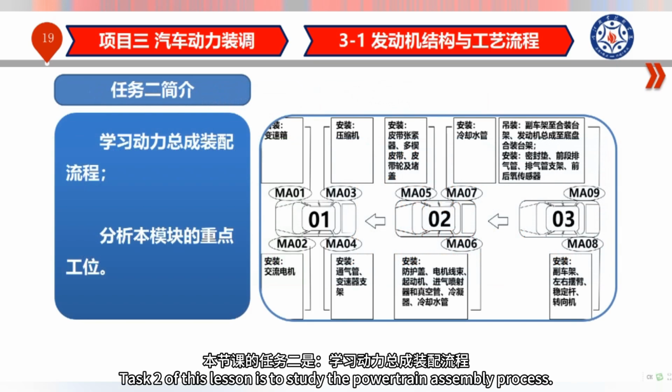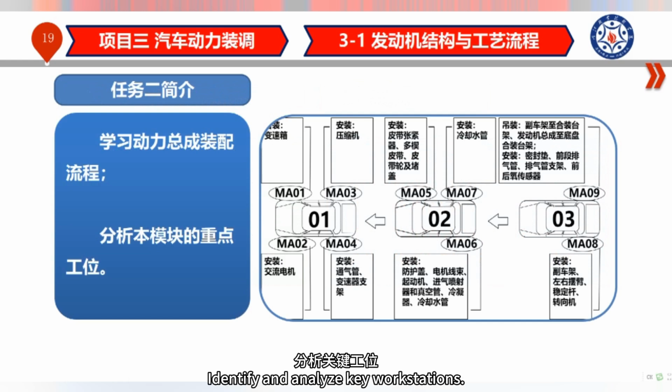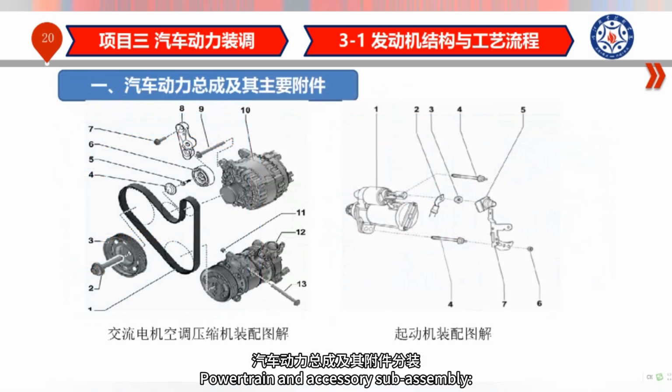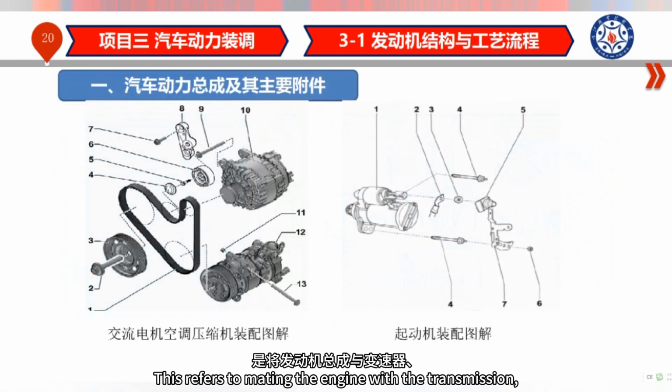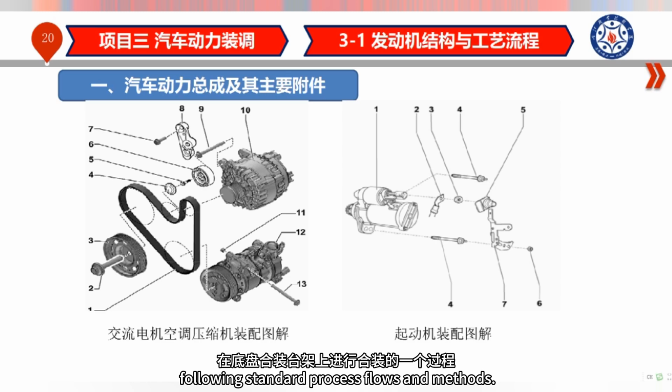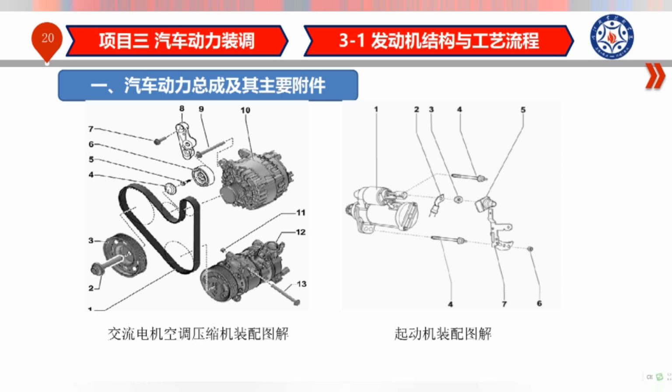Task 2 of this lesson is to study the powertrain assembly process. Identify and analyze key workstations. Powertrain and accessory sub-assembly. This refers to mating the engine with the transmission, the subframe, and other major components on the chassis marriage fixture, following standard process flows and methods.